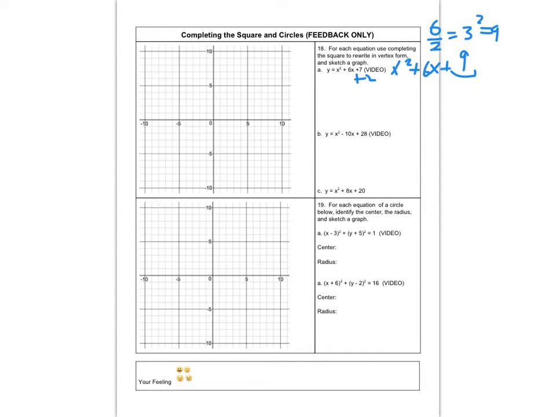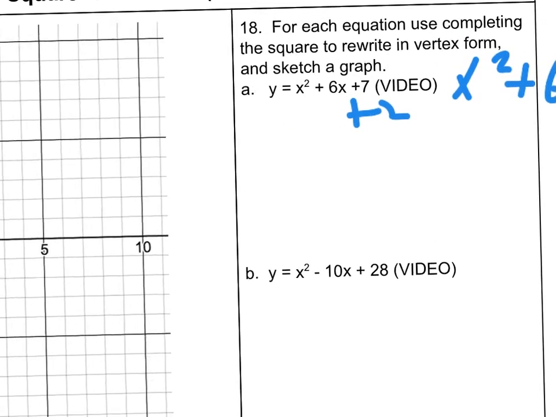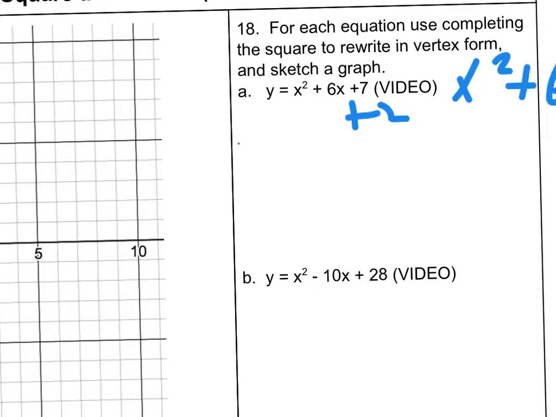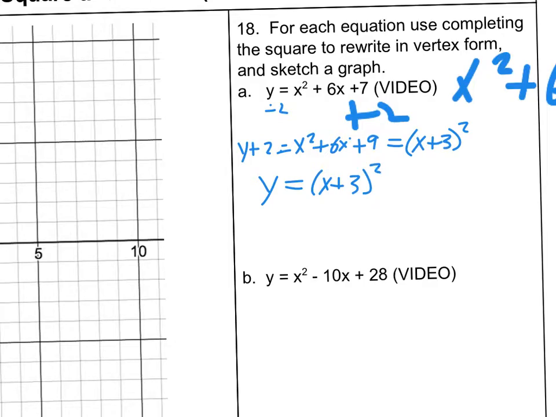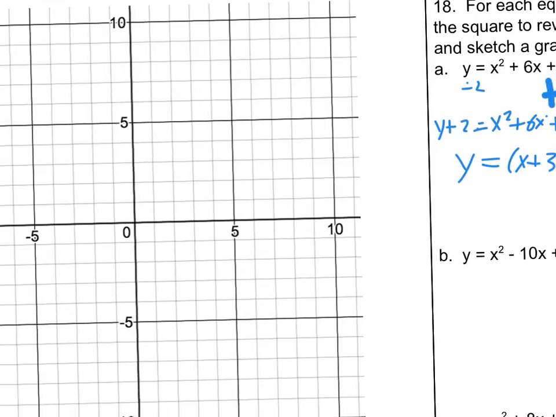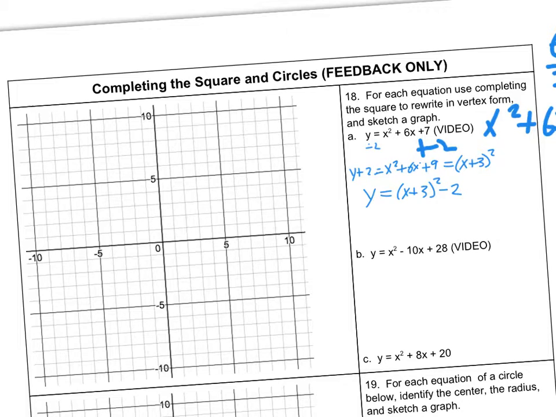I'm going to zoom in so I can actually see and write in somewhat of a reasonable way. So that's going to change this to y plus 2 is equal to x squared plus 6x plus 9, which is going to factor into (x plus 3) squared. Subtract 2 from both sides and get y is equal to (x plus 3) squared minus 2. That's going to have a vertex at negative 3, negative 2. Negative 3, negative 2. And a slope of 1 on both sides.